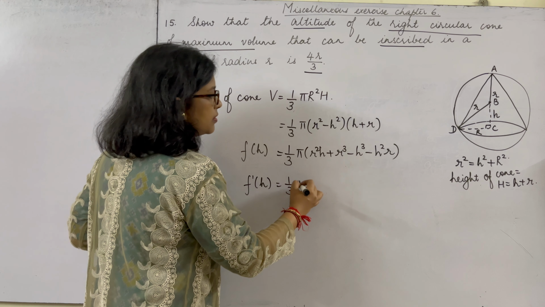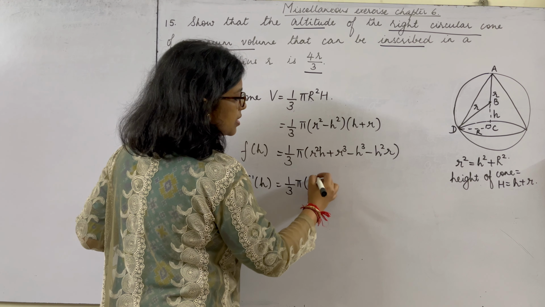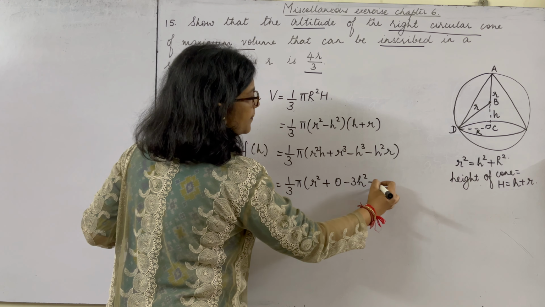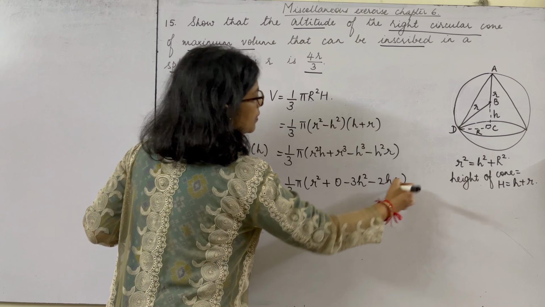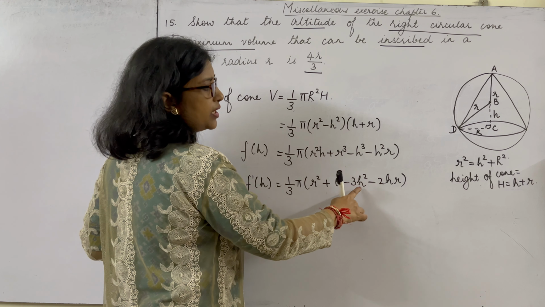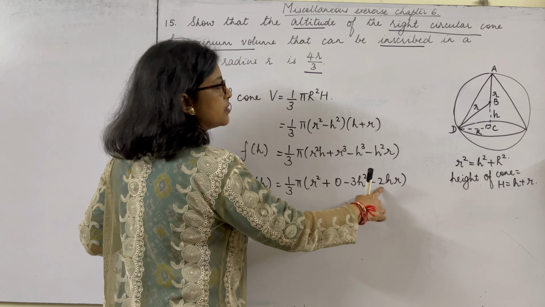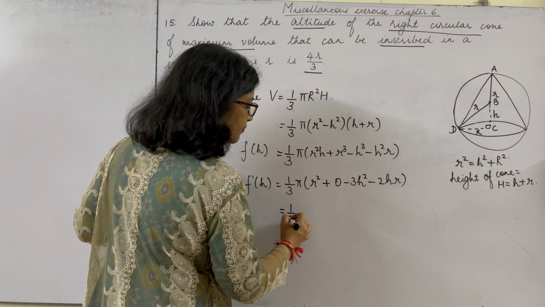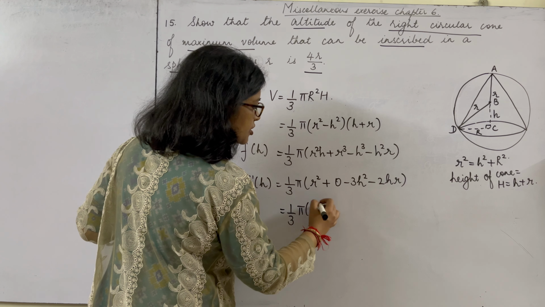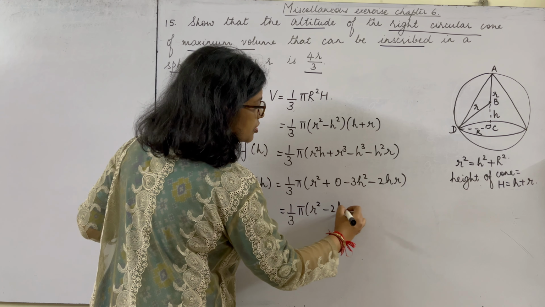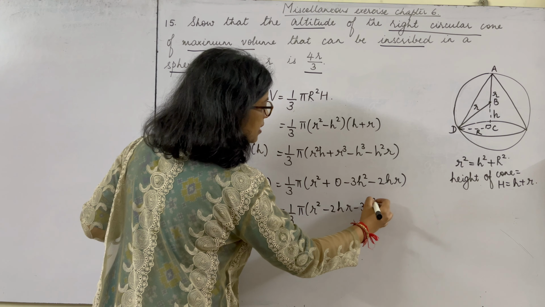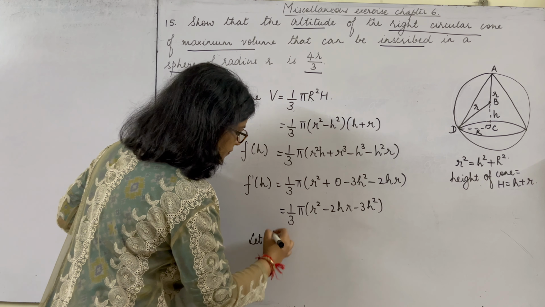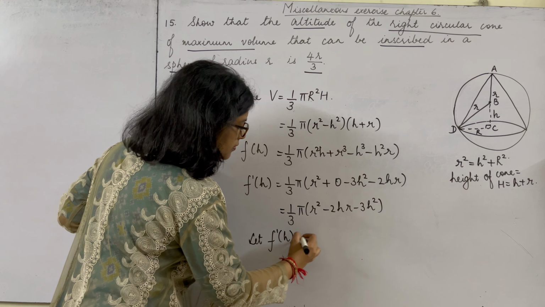Differentiate this. r being constant, it is r square into 1. This will be 0. Simple derivative. h cube is 3h square and h square is 2h. r is constant as it is. So f dash h, if we rewrite it, becomes like this, and for critical point let us take f dash h to be 0.